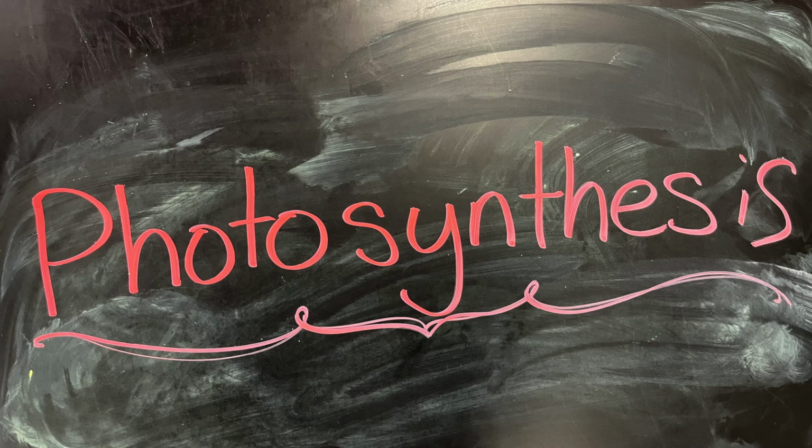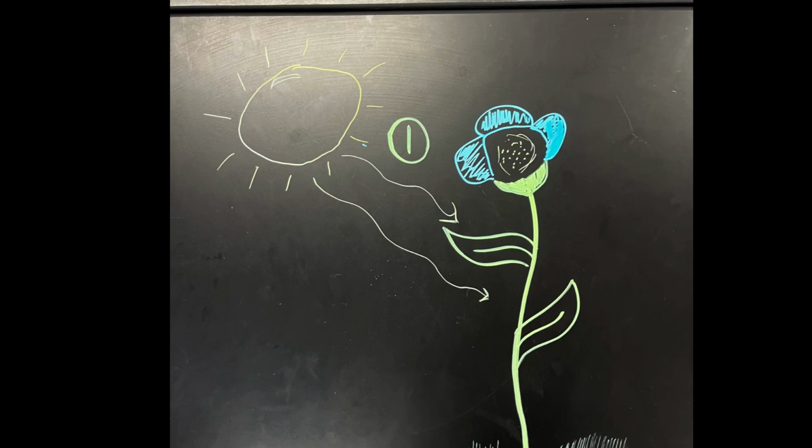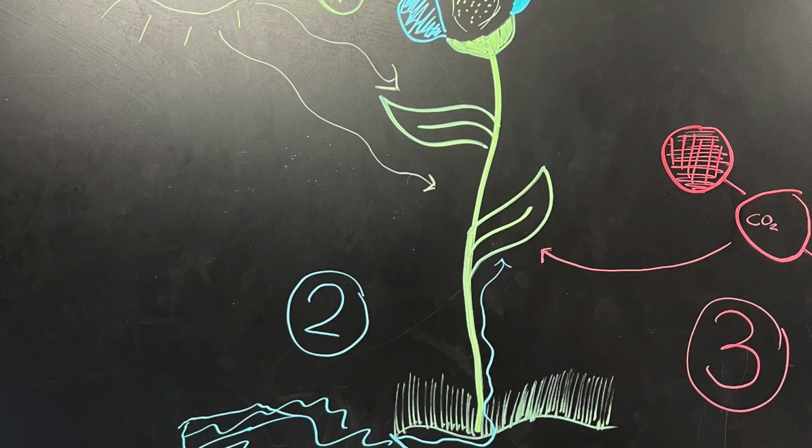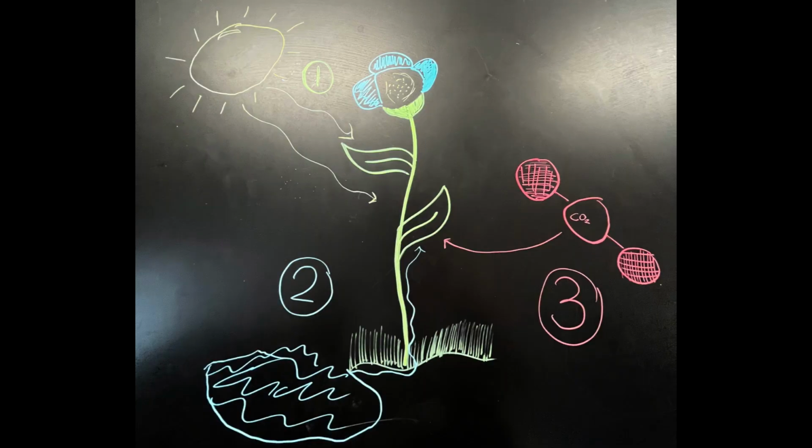Photosynthesis is the reaction that takes place in plants which converts light energy to glucose. The first step is the absorption of light energy into the plant. Afterwards, water is absorbed into the plant. Finally, CO2 is absorbed into the plant. With these ingredients, the plant will begin to photosynthesize.